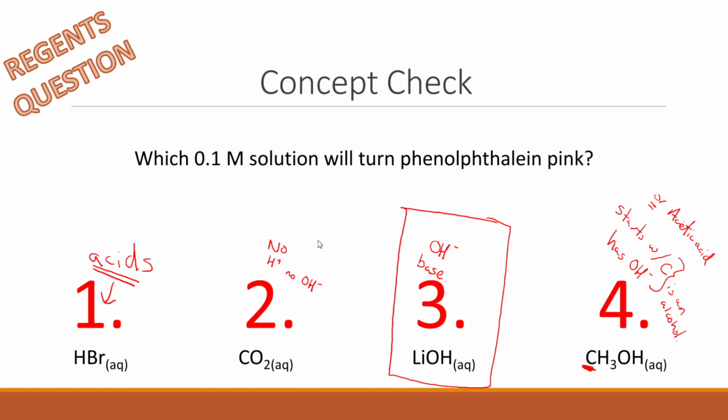Choice 2 is carbonic acid. It needs to be a base because it needs to turn phenolphthalein pink, which means pH greater than 9, which is basic.